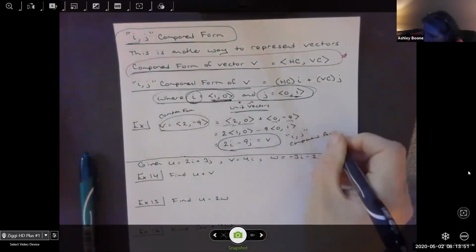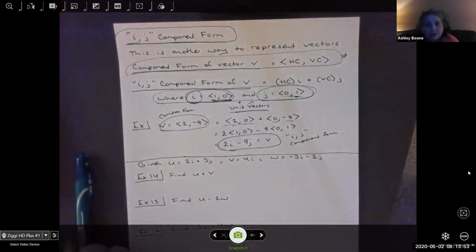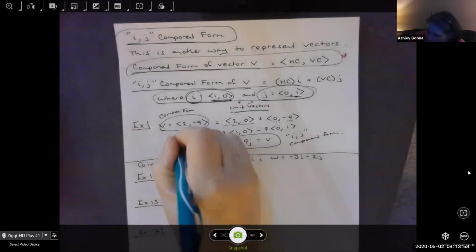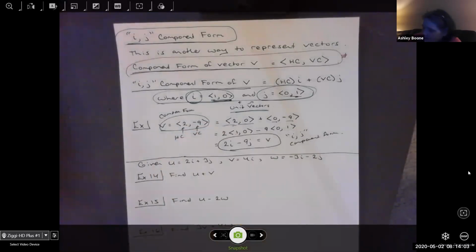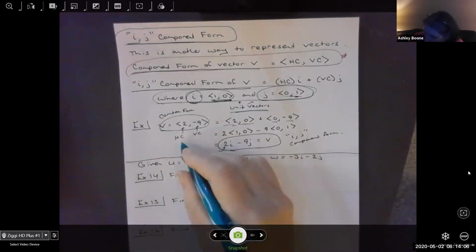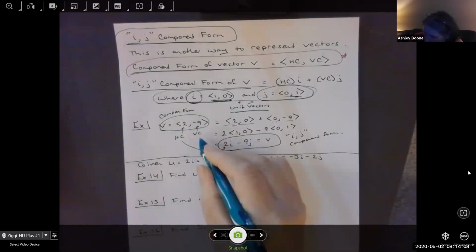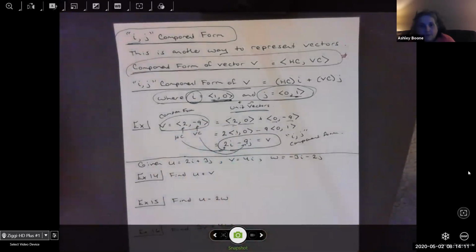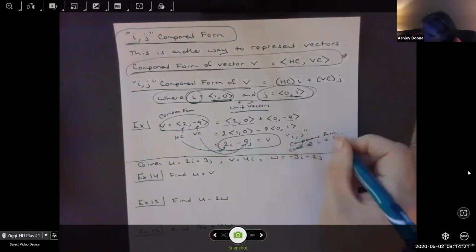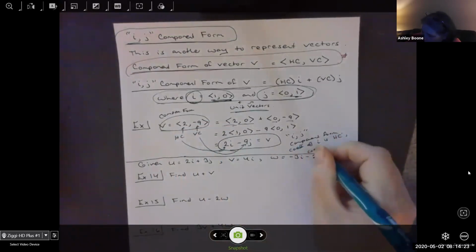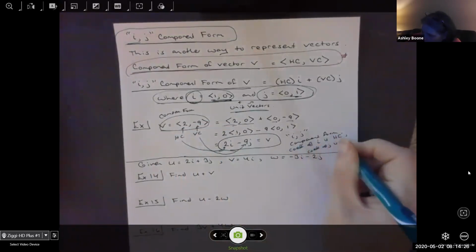Why do we use the word component in both? Because you still see your horizontal and vertical distances. 2 was our horizontal component. -9 was our vertical component. Look down here. Right there's the 2, the horizontal component. Right there's the -9, the vertical component. In ij component form, the coefficient of i is your horizontal component. The coefficient of j is your vertical component.